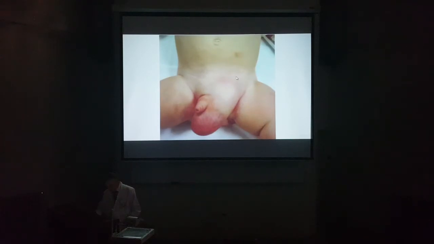Now, today's subject is very relevant because next year and the years after, you are going to see this common problem. Hernias. If you look at this baby, the scrotum is swollen. That means there is something that has come down and made this swelling. What is this swelling?